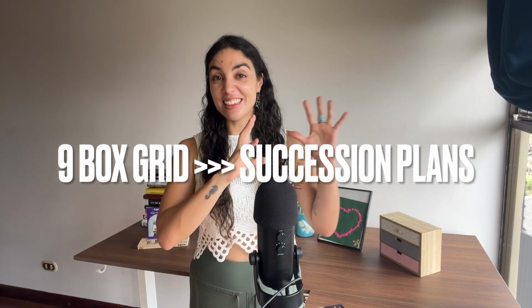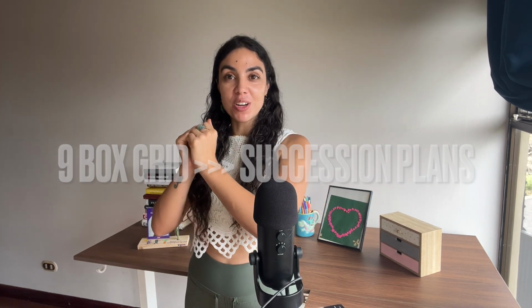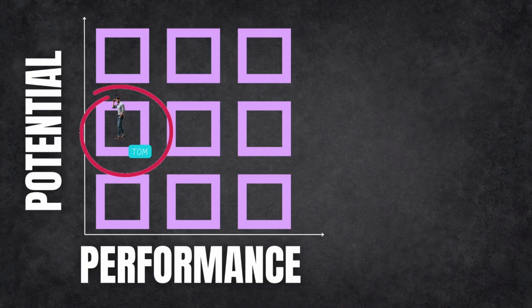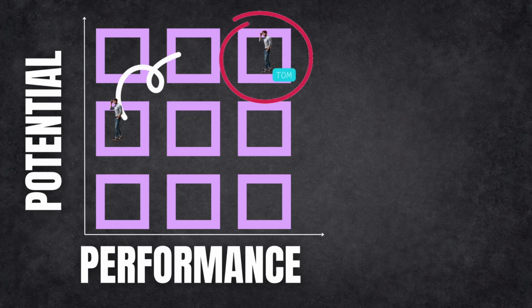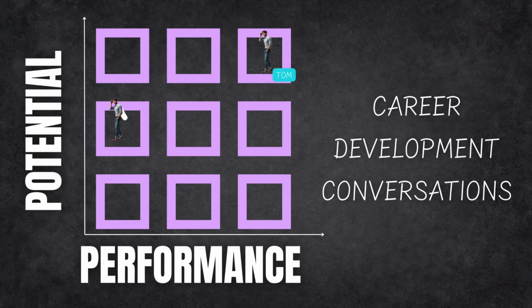The 9-box grid is very useful to define succession plans, and this tool connected with career development conversations can be truly powerful because it gives you the tools to explain to each of the team members where they are in the 9-box grid versus where they want to be and how to get there through career development conversations.